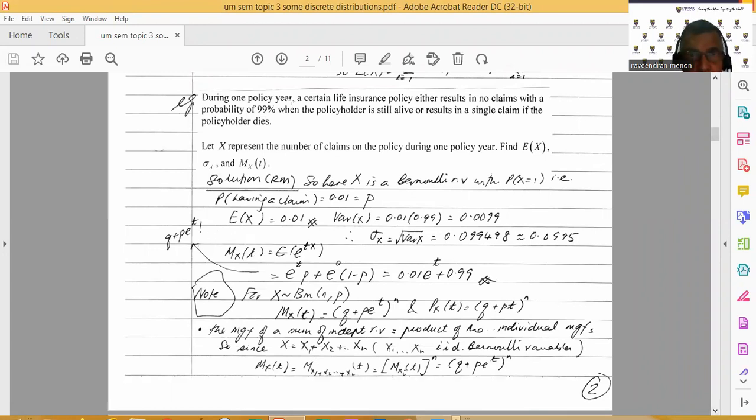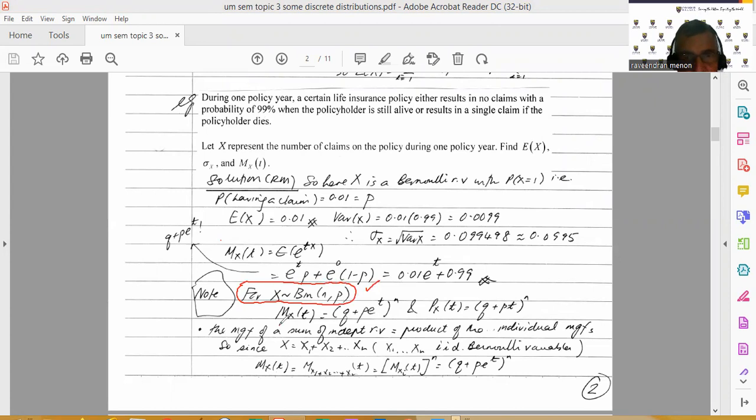Here, we are looking at the moment generating function. No, I've done that already. Remember, I told you that if you have a binomial distribution, it is completely defined if I give you the value of n and the value of p. So we like to write X is binomial with parameters n and p, like this.